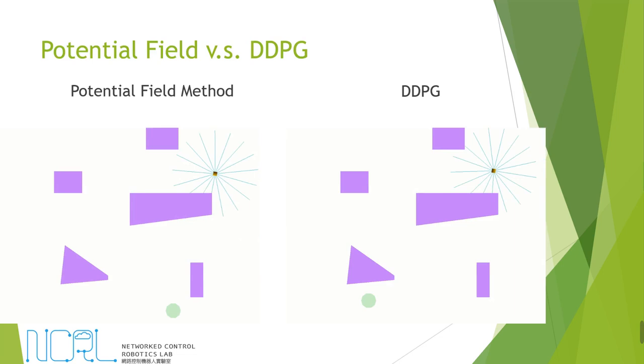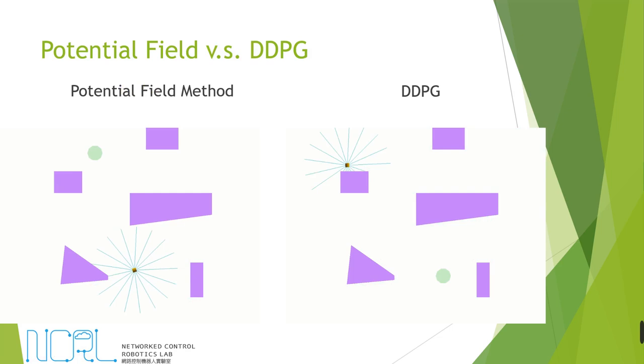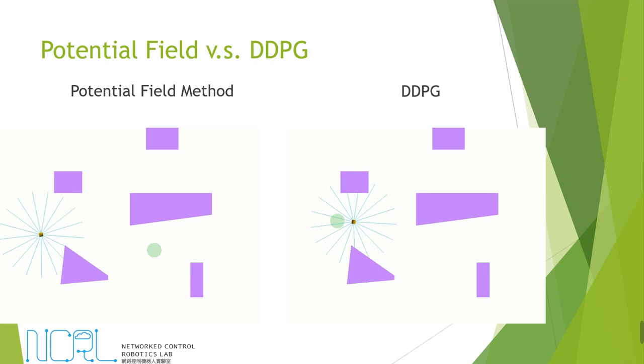So the one on the left is a conventional approach, which is the potential field method. It's only by some conventional algorithm, it's not obtained by learning. And the one on the right is the DDPG approach, which is an RL approach. Okay, so they perform almost the same. It's hard to tell which one is good and which one is bad.